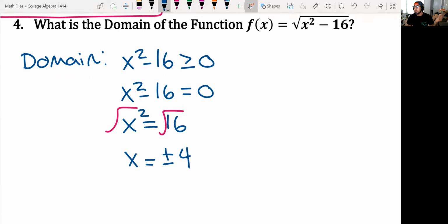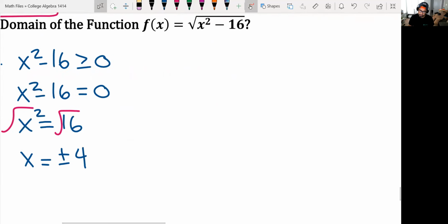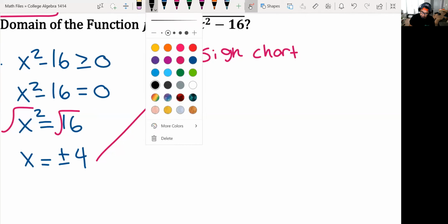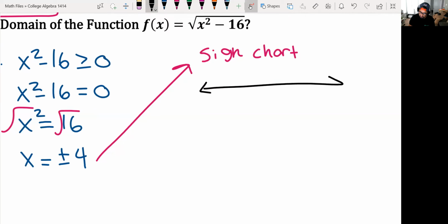Okay, so now, what do we do with that information? Well, what we do with that information is now we make something called a sign chart. Sign charts are number lines. So for my number line, it's going to go from negative infinity to infinity. And on my number line, I'm going to plot the x values we just found.